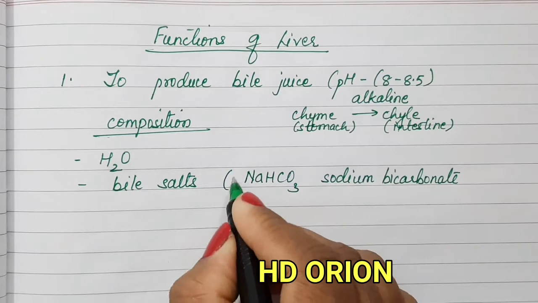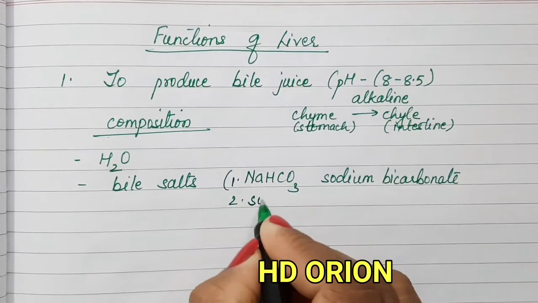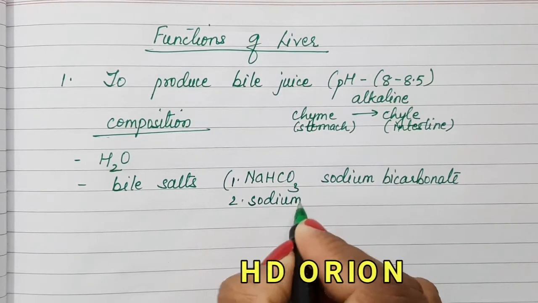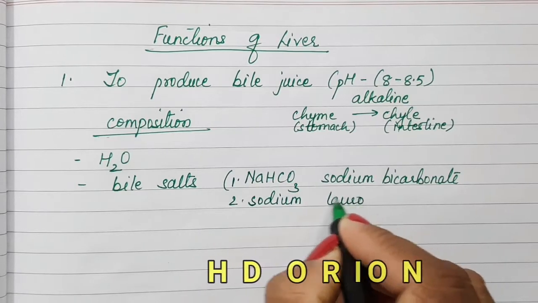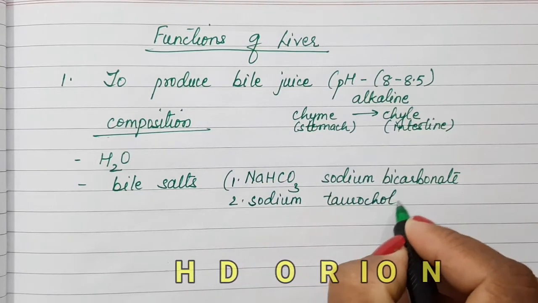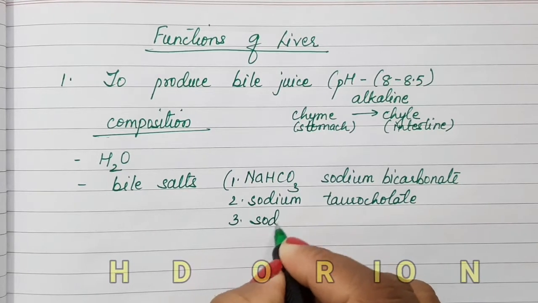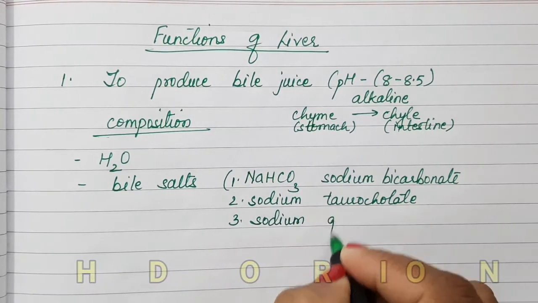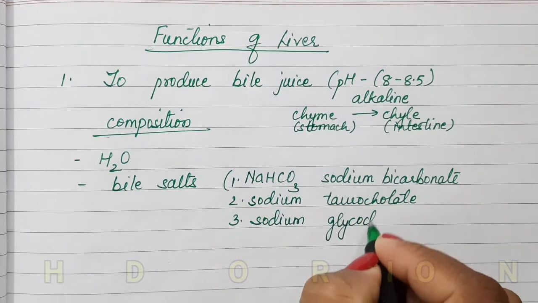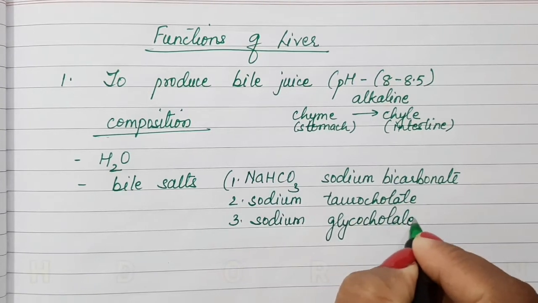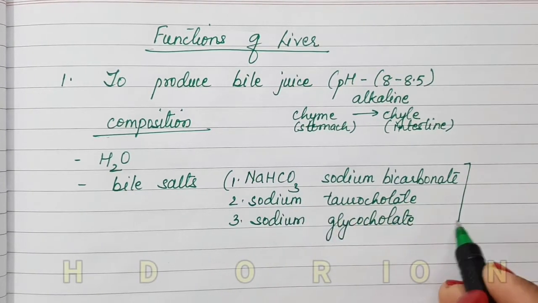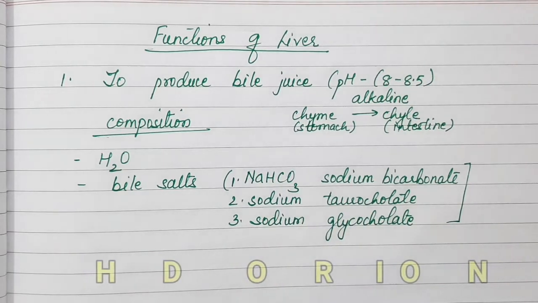Then the second one is sodium taurocholate, and sodium glycocholate. All these three are called the bile salts.